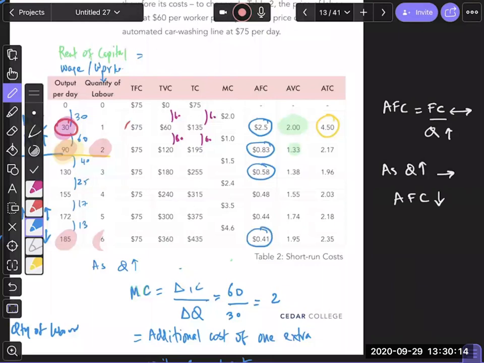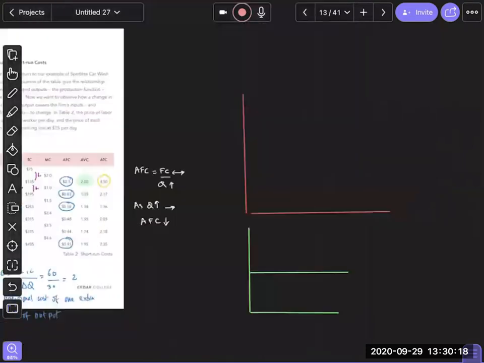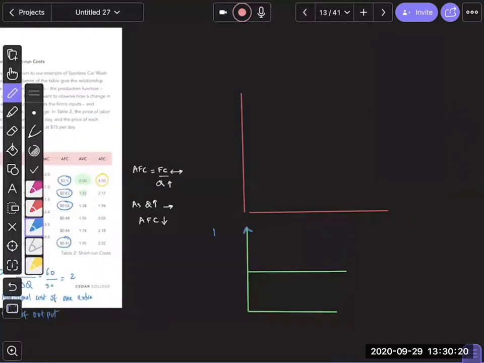So in other words, if I draw the diagram of average fixed cost, my fixed cost would look like this. If I draw my fixed cost, that's $75, that's quantity. So my fixed cost will look like this. But my average fixed cost, guys, will look like this.